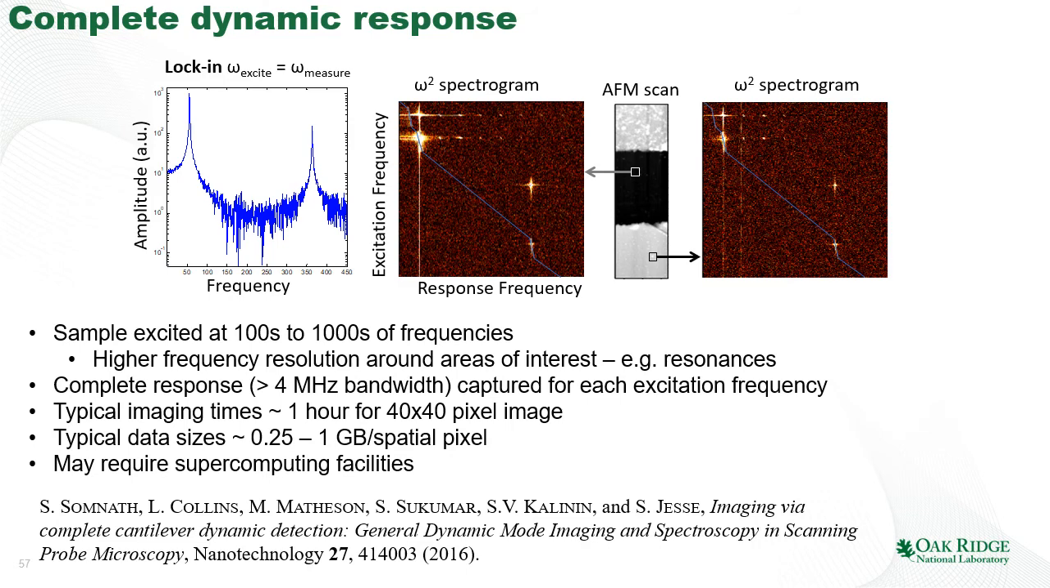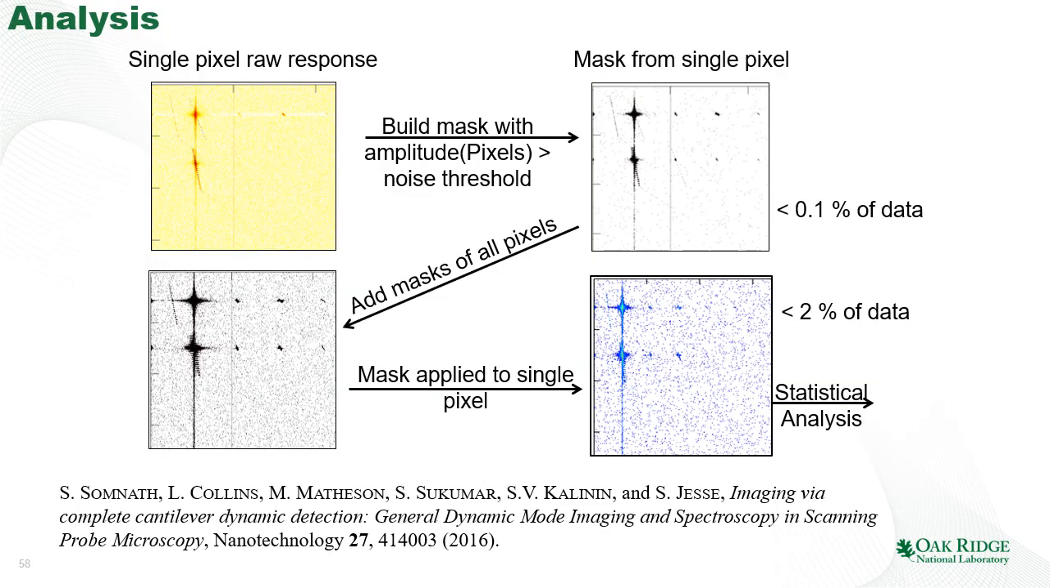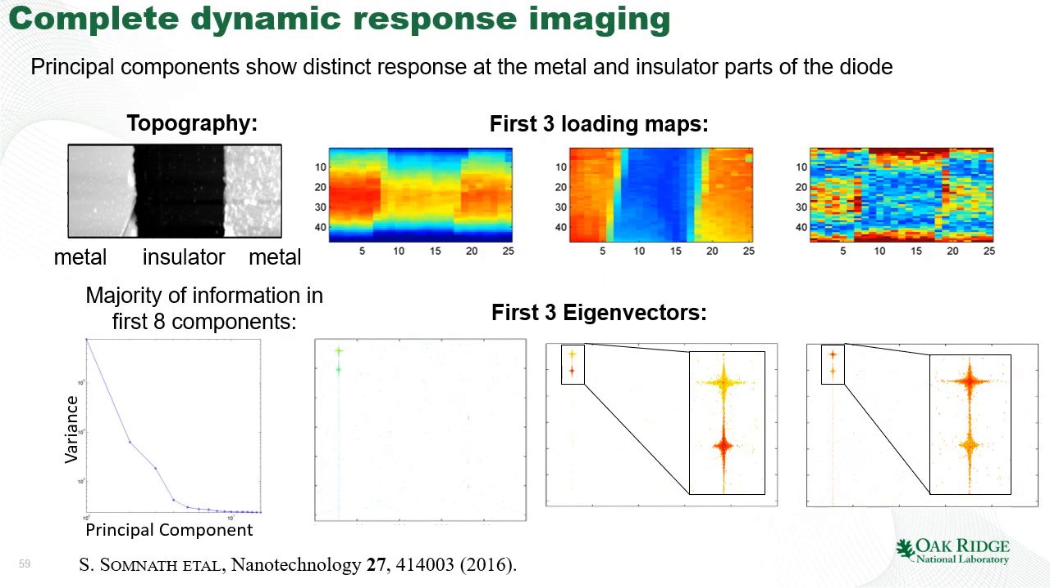So we see a picture that makes a lot of sense. So we see resonances in the system. However, it takes about an hour to get the data for a 40 by 40 pixel image. And the problem is that we get about a gigabyte per pixel. So in this particular case, it was about 1.5 terabytes of data. So these experiments required a supercomputer principal component analysis.